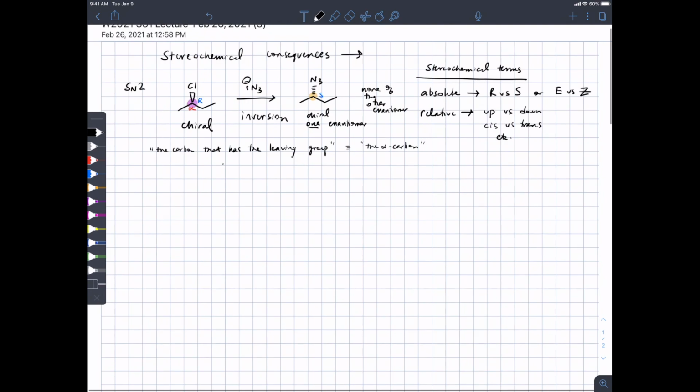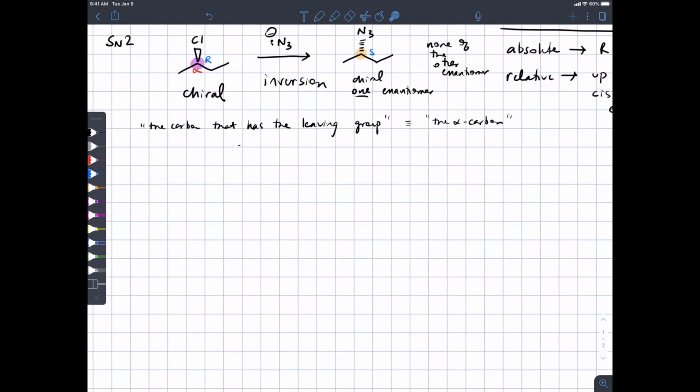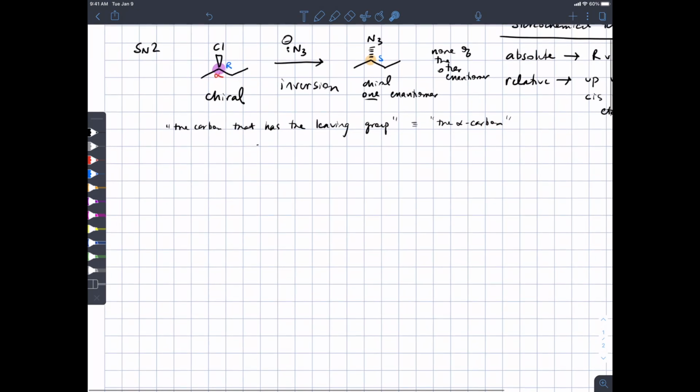Okay? So that's important, because if you get that wrong, that means you don't understand the mechanism of the SN2 reaction. A few words about drawing products that may be informative to you. We haven't necessarily talked about this, and it's come up a couple of times in office hours.